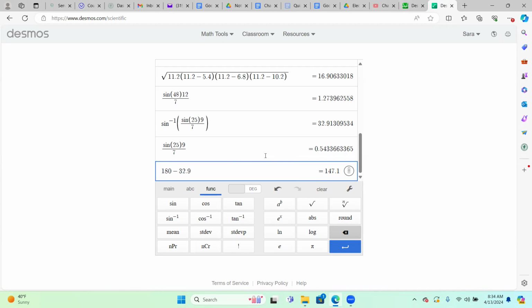So let's write that down. That's because sine can be 0.543 positive in the first quadrant, and that would be this angle here, 32.9. Or if we take the supplement to that, 180 minus 32.9, we can see that the sine of 147.1 could also be that 0.543 in the second quadrant. So that's why this one is going to have two solutions.